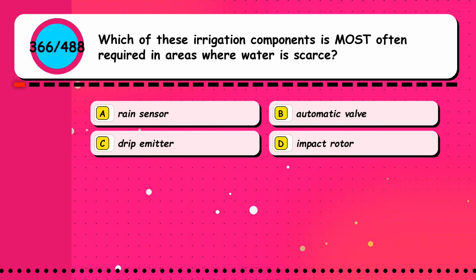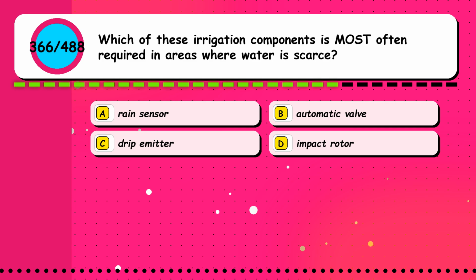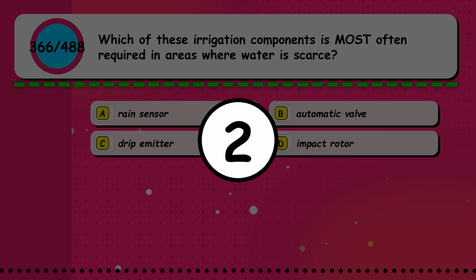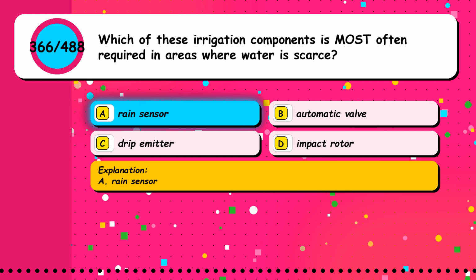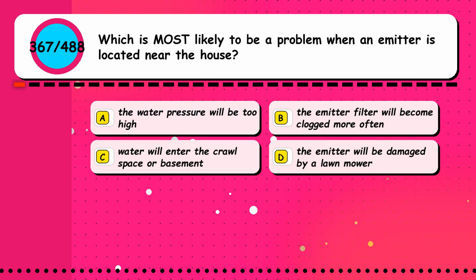Question 366. Which of these irrigation components is most often required in areas where water is scarce? Option A, rain sensor. Option B, automatic valve. Option C, drip emitter. Option D, impact rotor. The correct answer is option A, rain sensor.